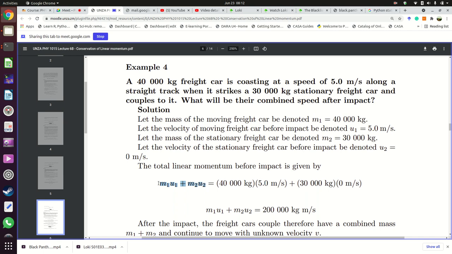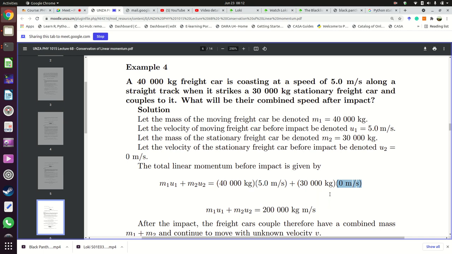That's going to be given by the mass of the first car, 40,000 kg, multiplied by the velocity of the first car, 5 meters per second, plus the mass of the second car, 30,000 kg, multiplied by the velocity of the second car.